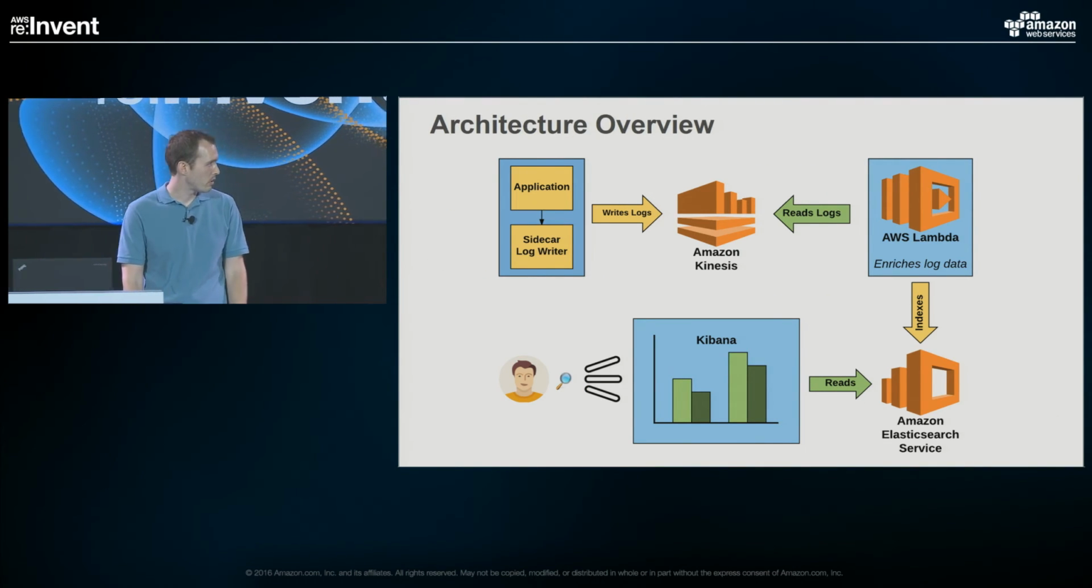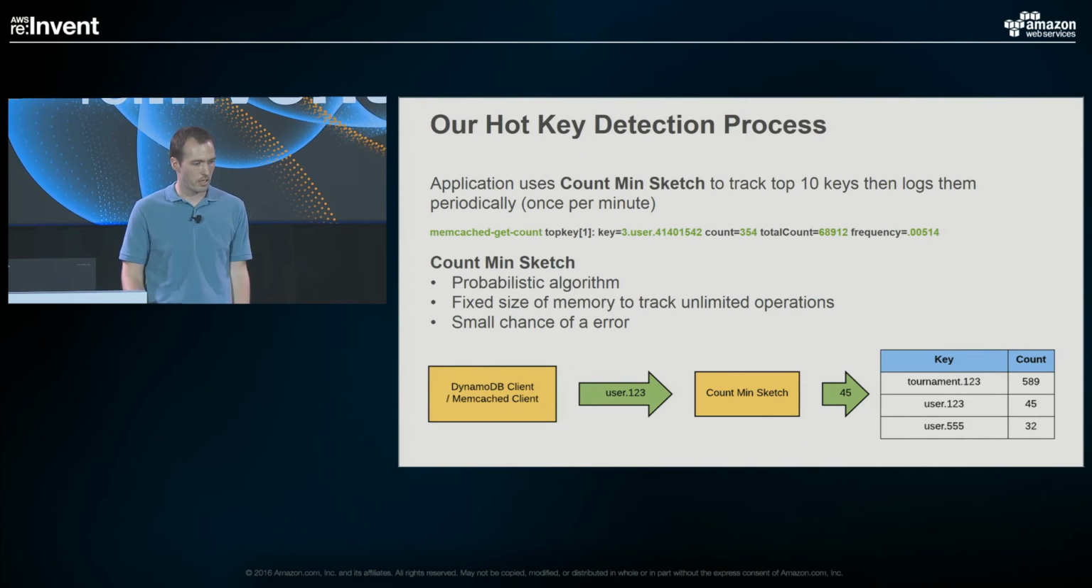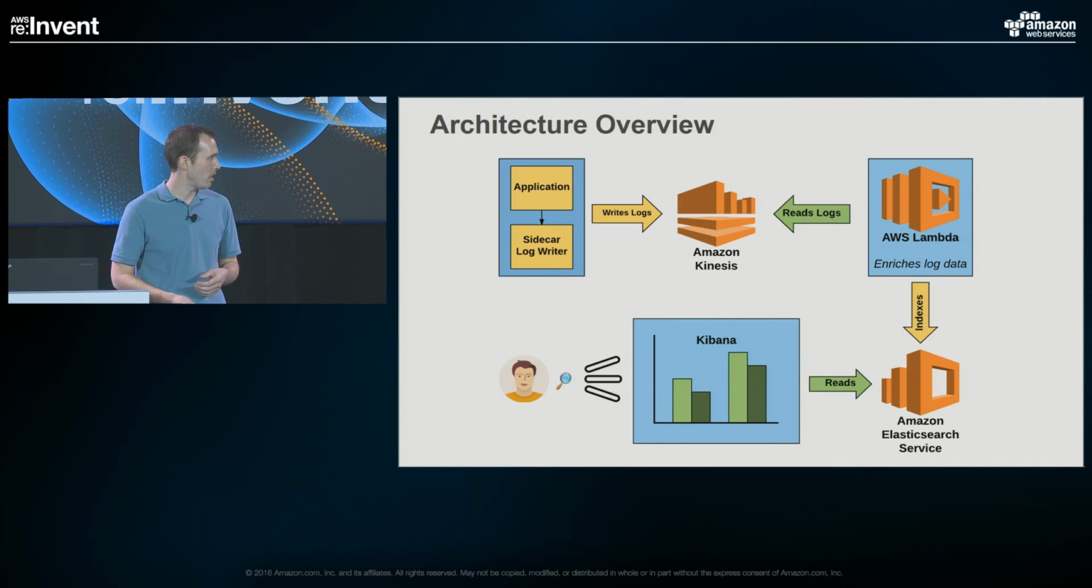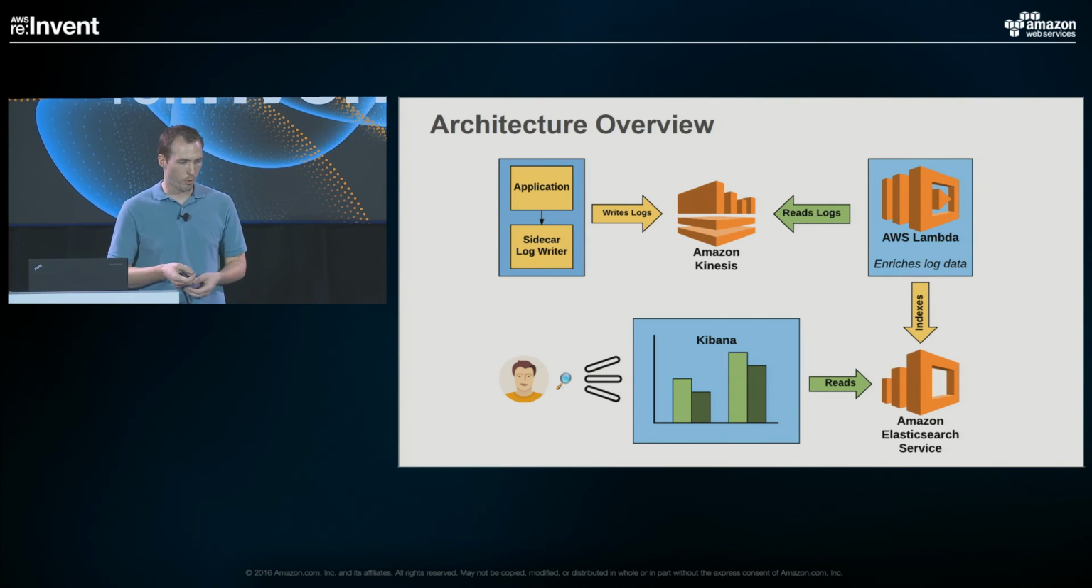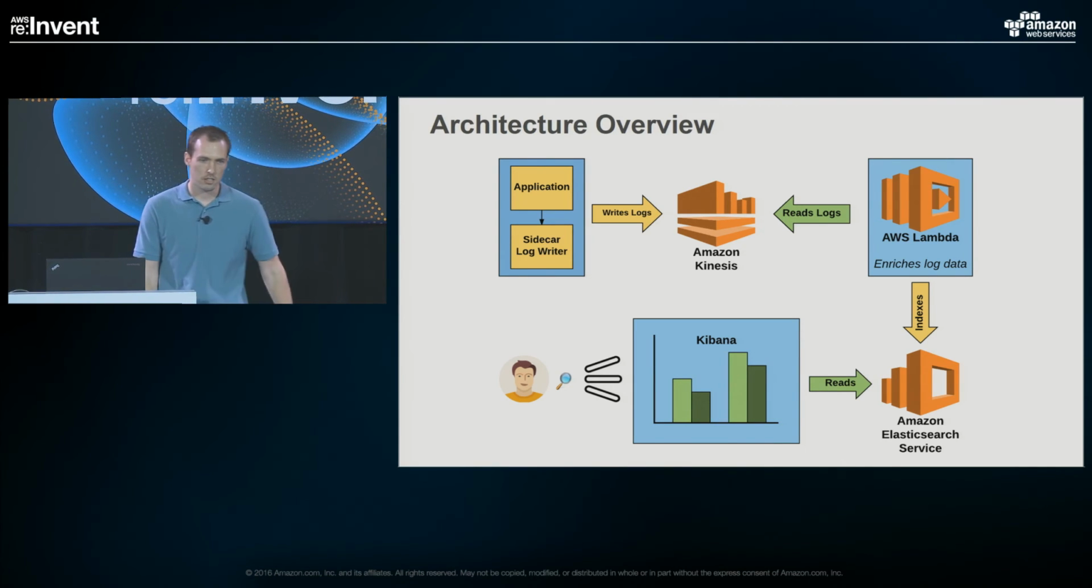So here's a quick overview. Once we get those top 10 keys in our logs, it gets pushed into our logging stack, and this is what that looks like. Lambda is sort of in the supporting role. We have our application, and a little sidecar process that runs on our application and aggregates our logs, and it shoves that into Kinesis.